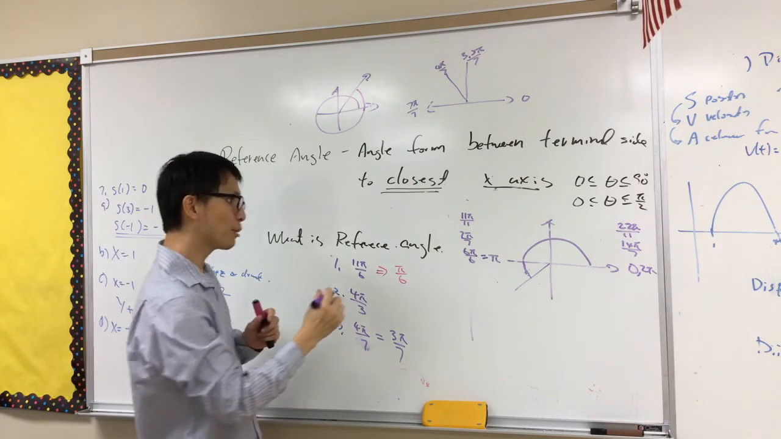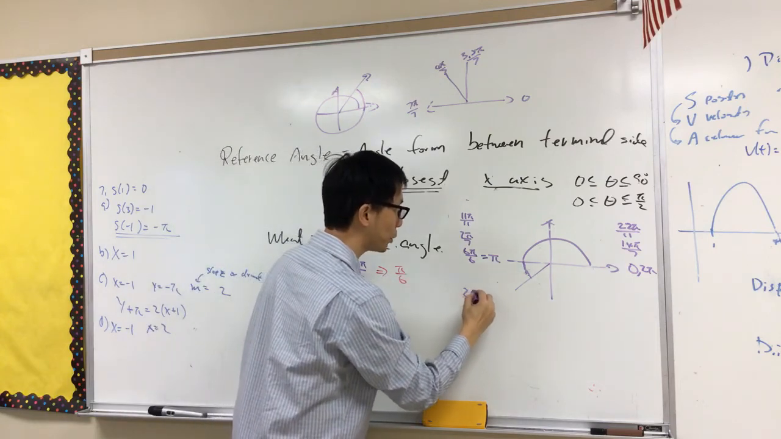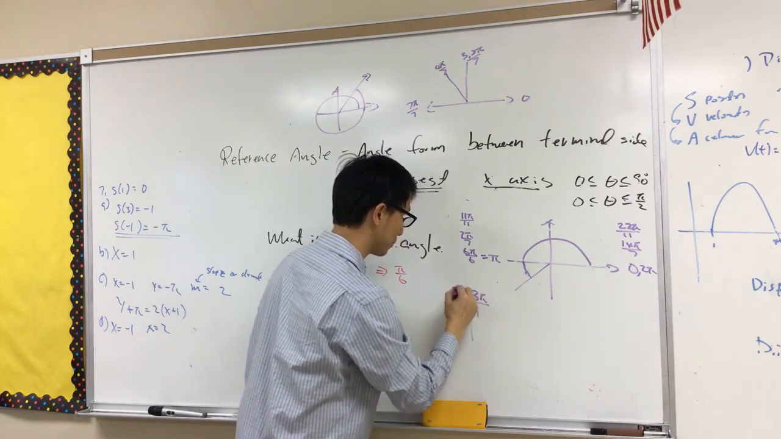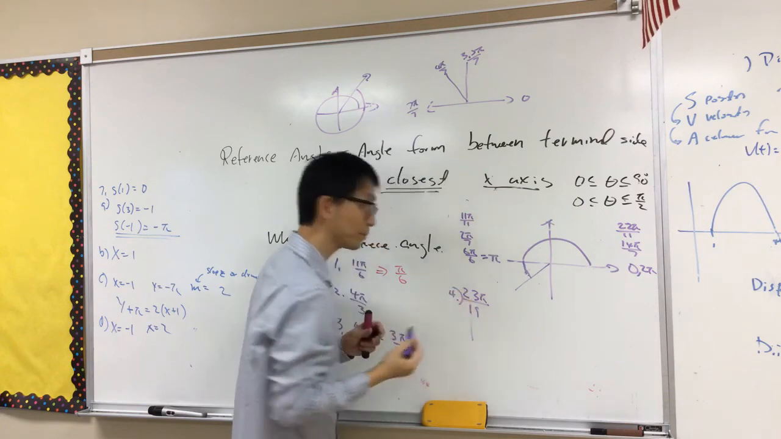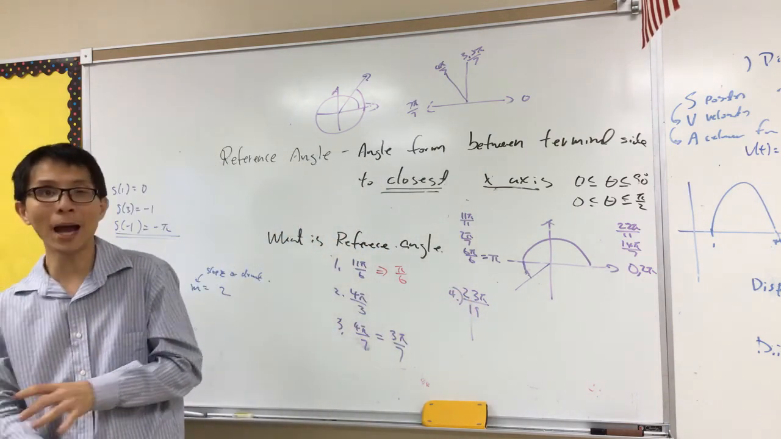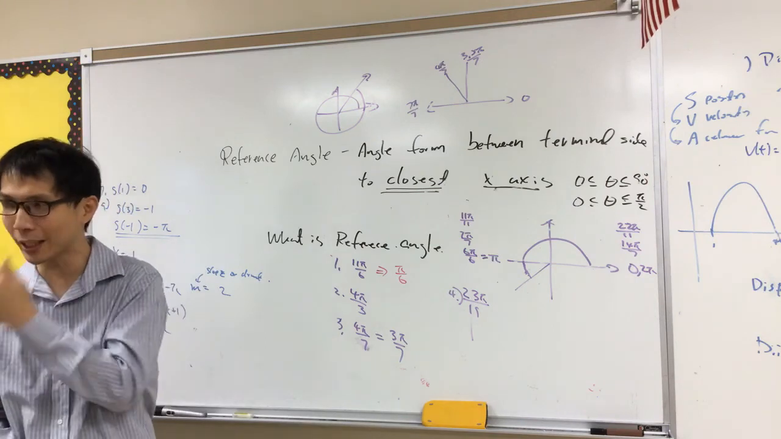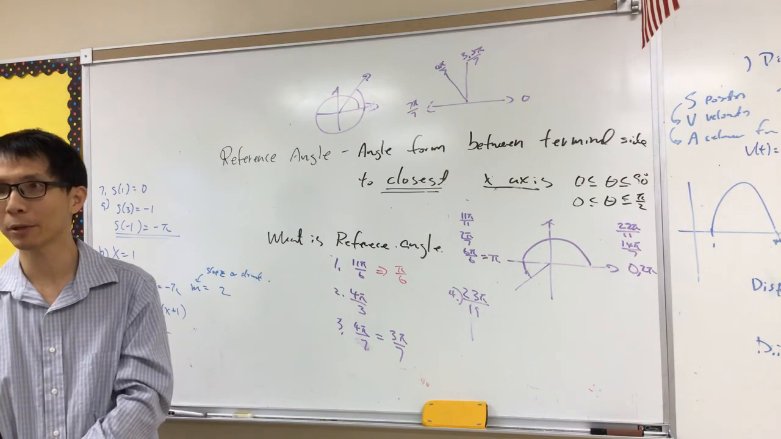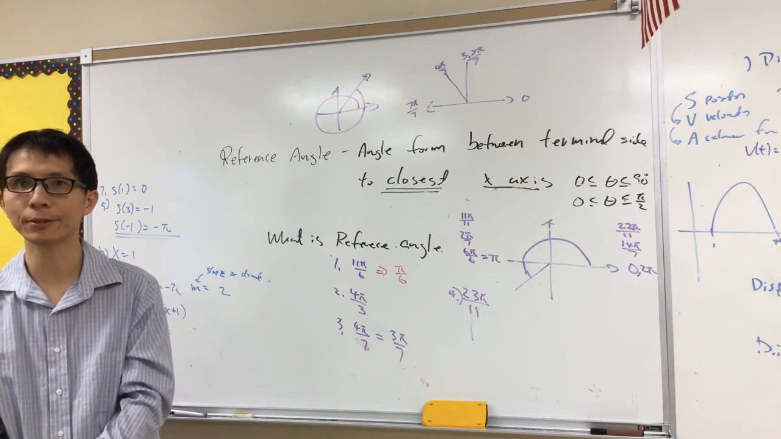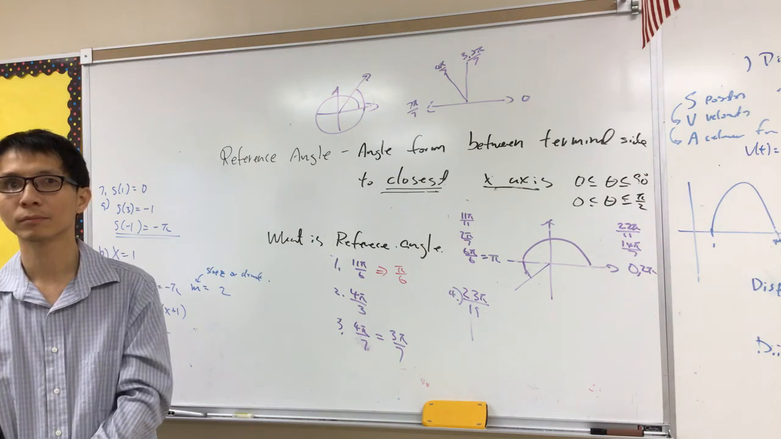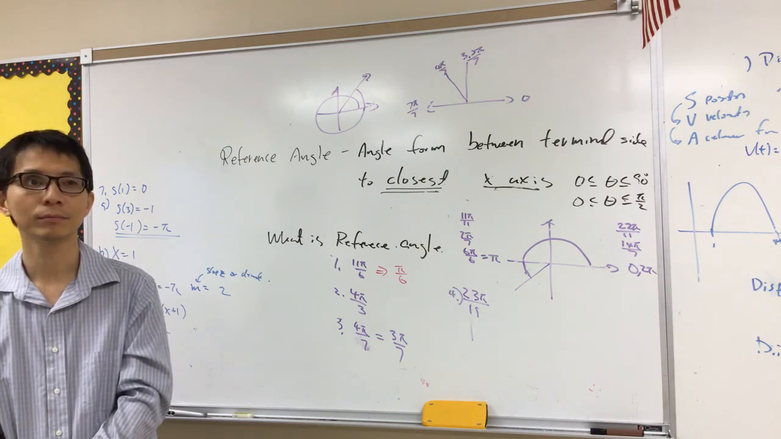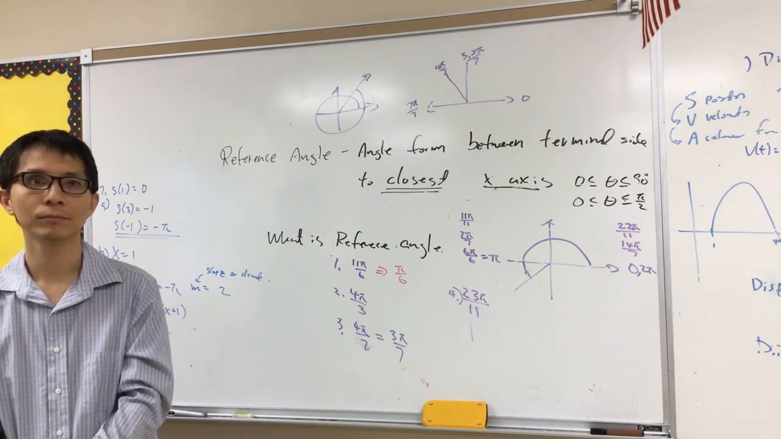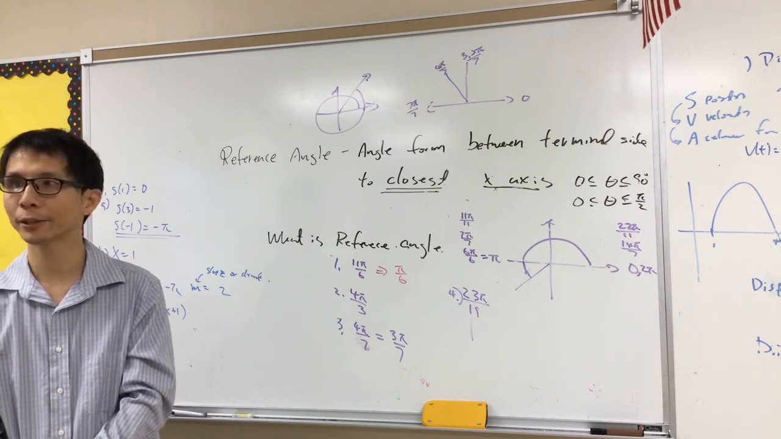Okay, so let's try another one. 23 pi over 19. Is this gonna be the homework? This is gonna be the test. 23 pi over 19. So what do you think the answer is? 4 pi over 19? 4 pi over 19 is correct.